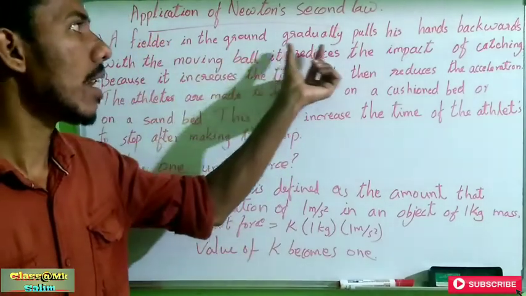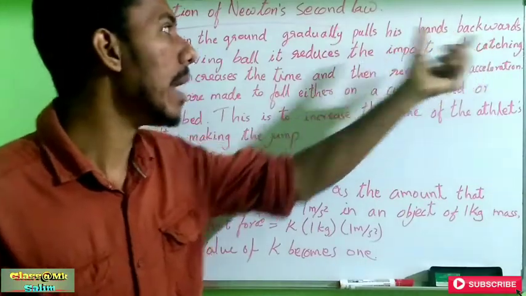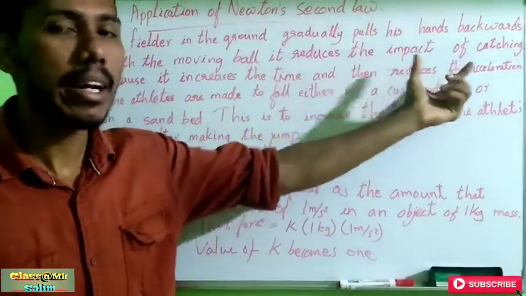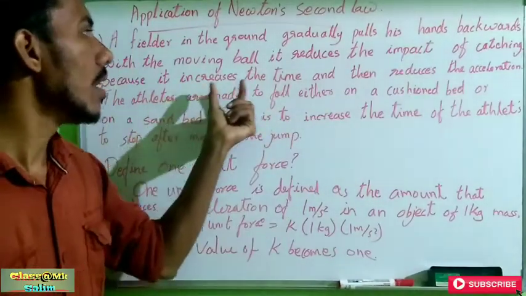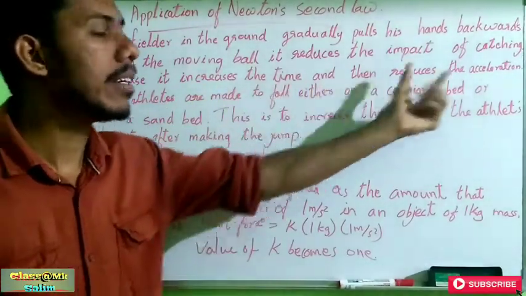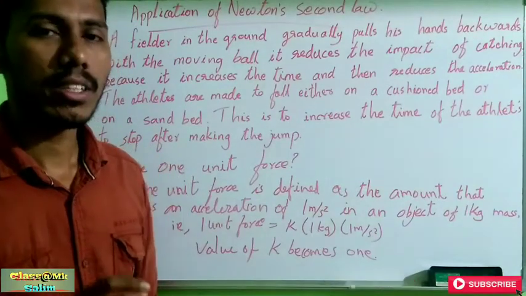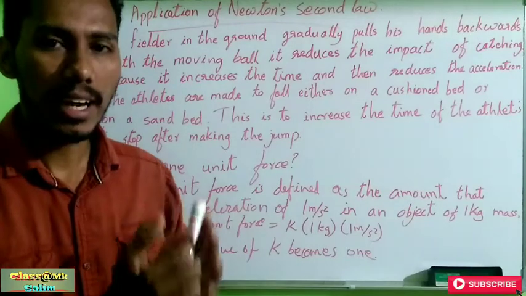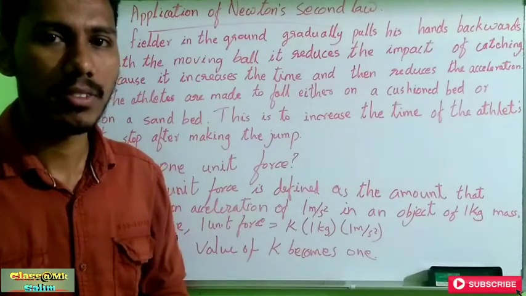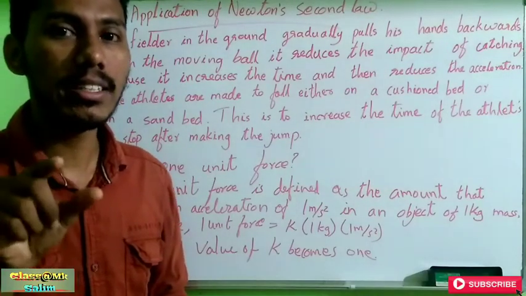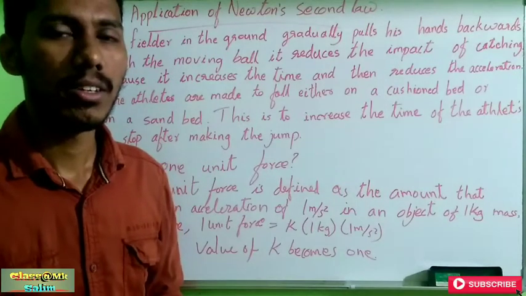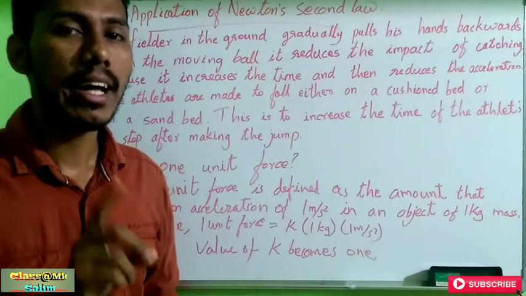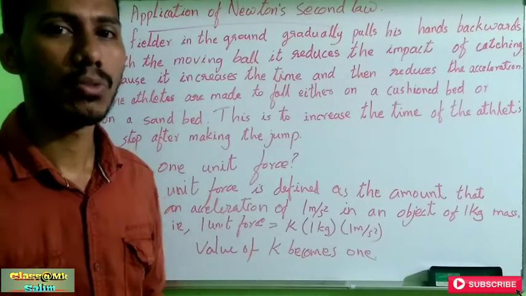A fielder in the ground gradually pulls his hand backwards with a moving ball. It reduces the impact of catching because it increases the time and then reduces the acceleration. A fielder gradually pulls his hand backward with the ball to increase the time of catching. That helps to decrease the force.